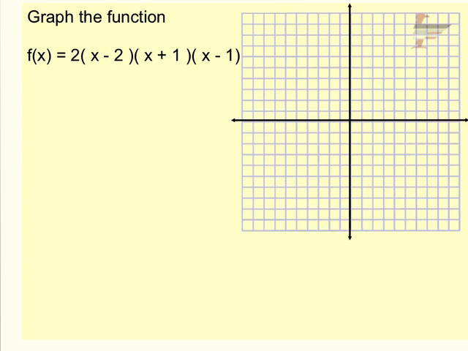So graph the function 2 times x minus 2 times x plus 1 times x minus 1. Note that none of these are squared, so that means you're going to have 3 x-intercepts and none of them are repeated. A is positive, so you know that you're going to have a positive cubic function. Again, it would look something like this. And I know it's going to cross at x-intercepts at 2 and -1 and +1. And I know that, again, because I solved each of those factors.